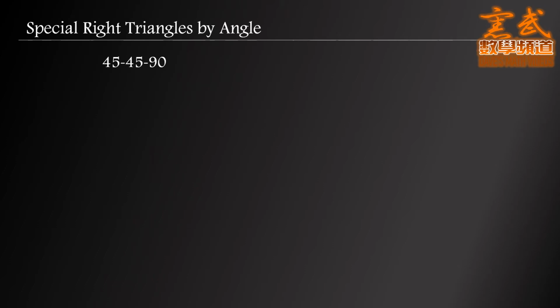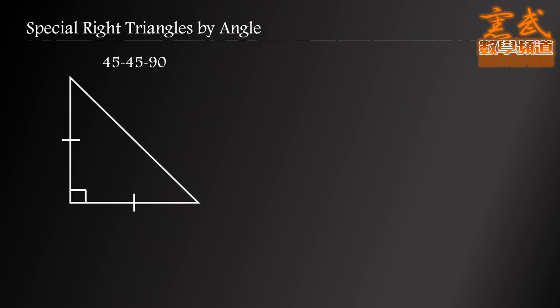There also exist special right triangles that are defined by their angles. One of these is the 45-45-90 right triangle. In this triangle, each leg has a length of x, and the hypotenuse, by the Pythagorean theorem, has a length of x times the square root of 2.